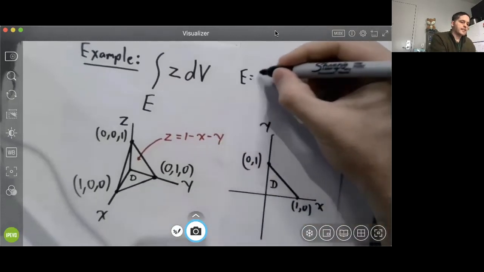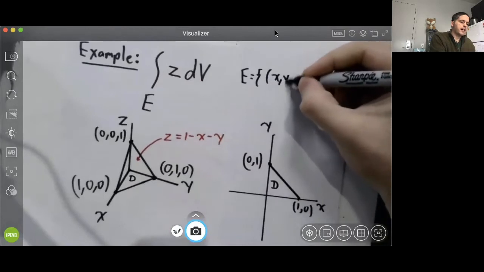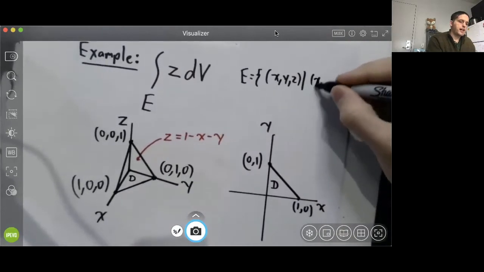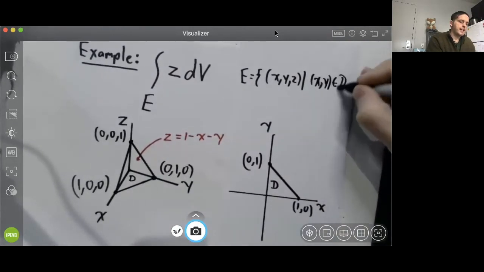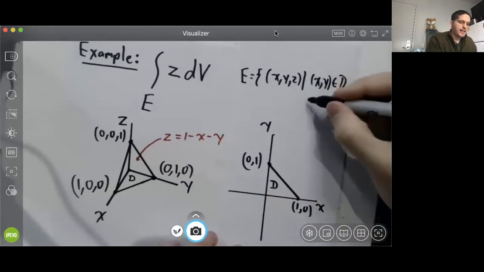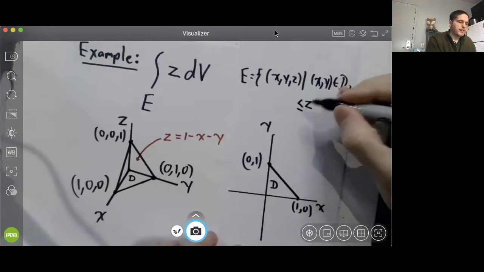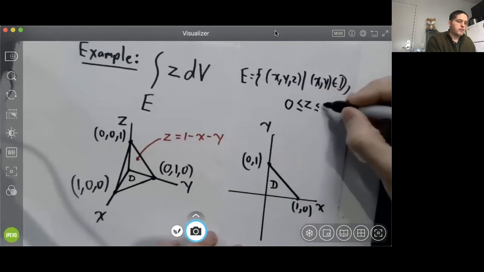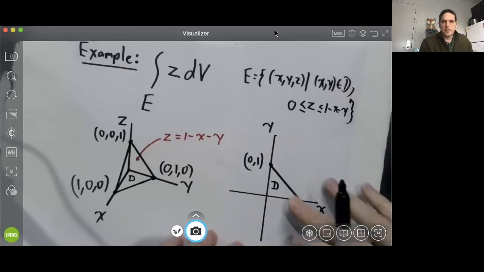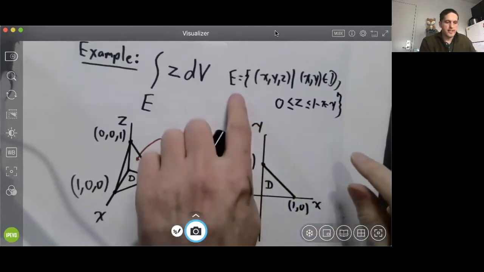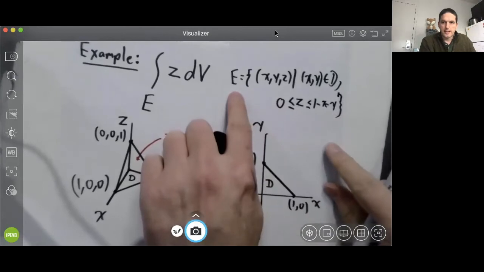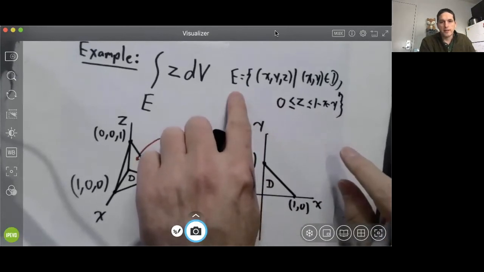E is the set of all points x, y, z such that (x, y) belongs to D, and z is in between 0 and 1 minus x minus y. Our solid tetrahedron can be described like this. And this shows that E is a type 1 solid region.